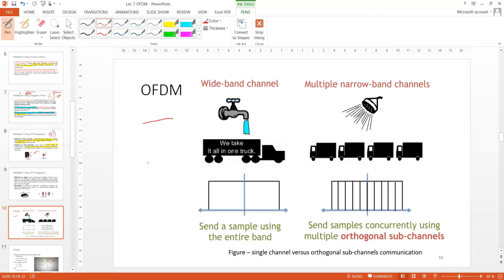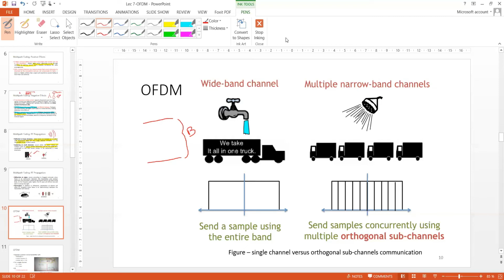Let's suppose you have a particular channel and that particular channel has some particular bandwidth that is B. So one of the techniques for transmitting information over this particular channel is that of utilizing a signal that has approximately the same bandwidth as that of the channel and transmit your entire information using that particular signal, using that particular carrier.